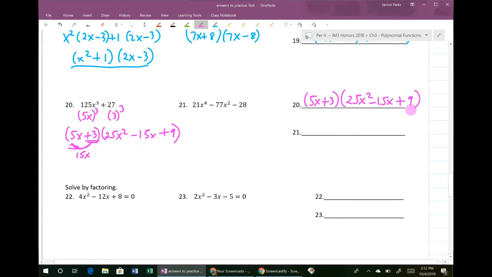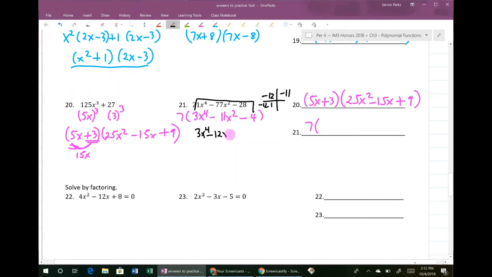For number 21, the greatest common factor is 7, so you want to factor that out first. That gives you 3x to the fourth minus 11x squared minus 4. So I know for sure it's going to be 7 times something. Now I multiply 3 times negative 4, that's negative 12, to get negative 11. So it's negative 12 times 1.